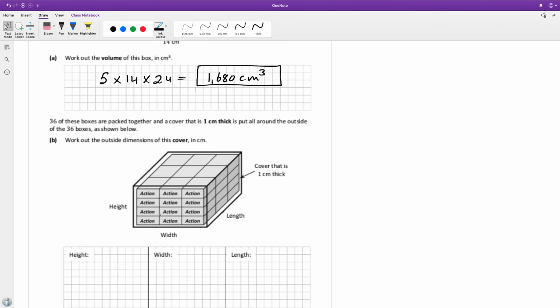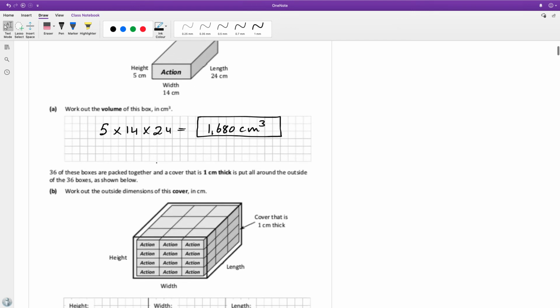Right, 36 of these boxes are packed together, and a cover that is 1 centimeter thick is pulled all around the outside of the 36 boxes as shown. Work out the outside dimensions of this cover. No, we're just trying to find out the dimensions first of all, anyway. The length, the height, and the width.